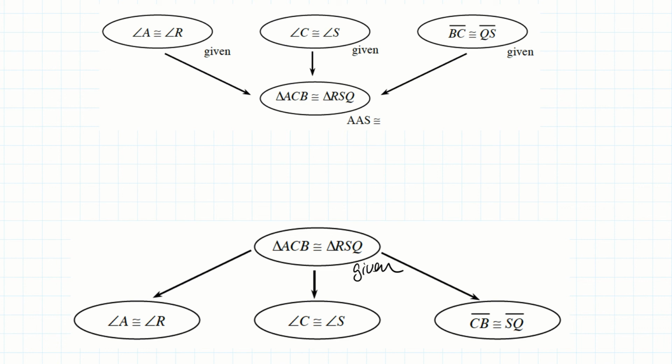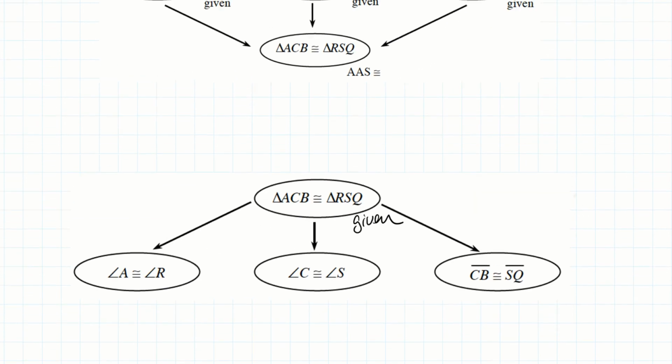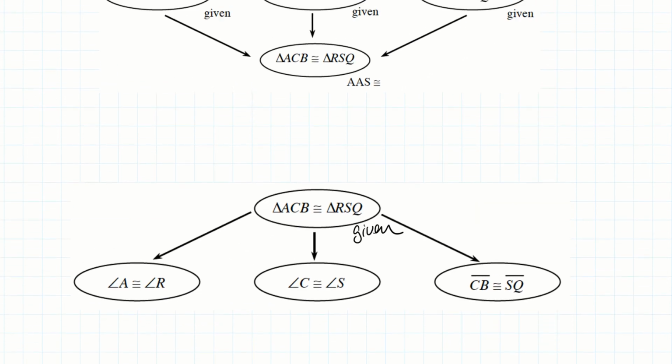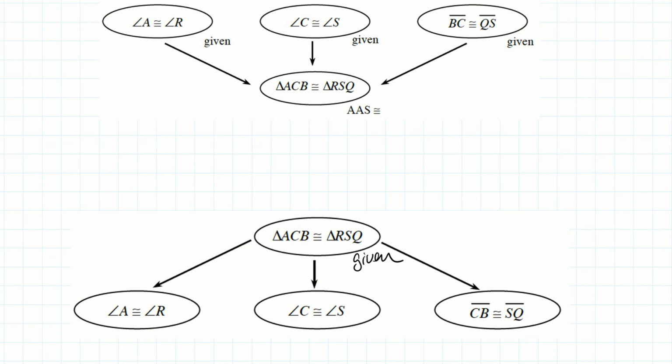It needs the angles, it needs the sides. In the diagram below, I'm being told that the triangles are congruent. It's already by some other means, somehow we're given the information that triangles are congruent. And if the triangles are congruent, then their corresponding parts are congruent. So down below, I'm starting with the congruent triangles and therefore I get congruent parts. Above, I'm showing an adequate number of parts are congruent to get congruent triangles.